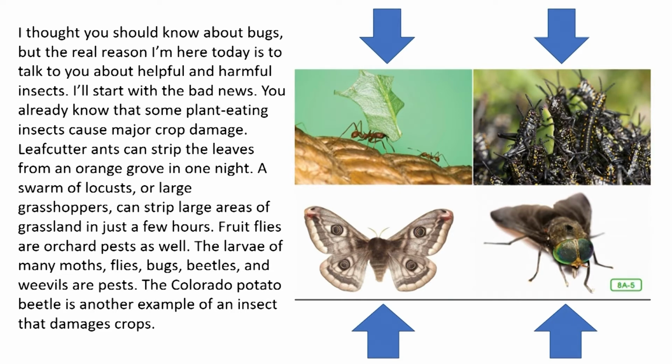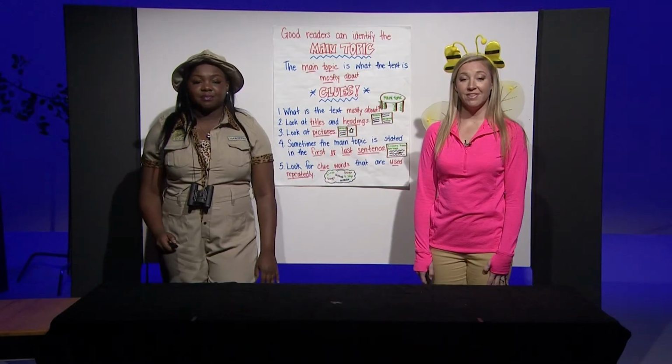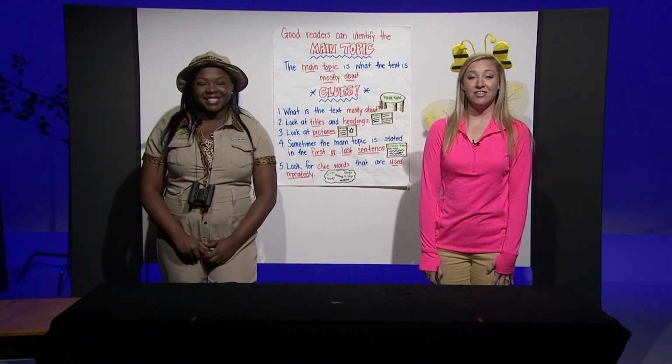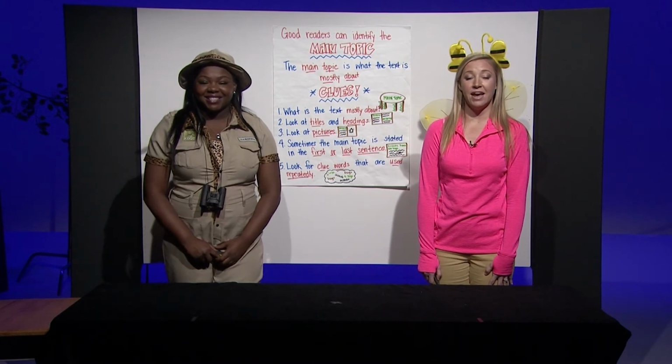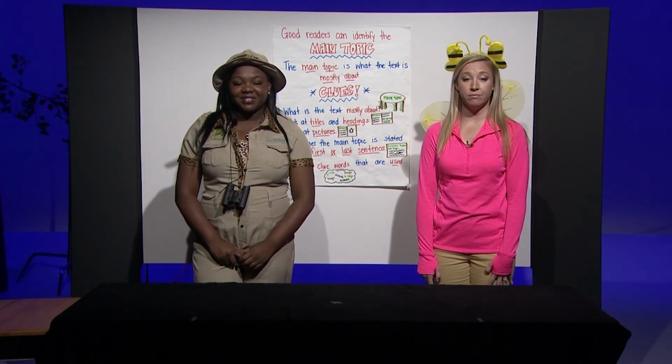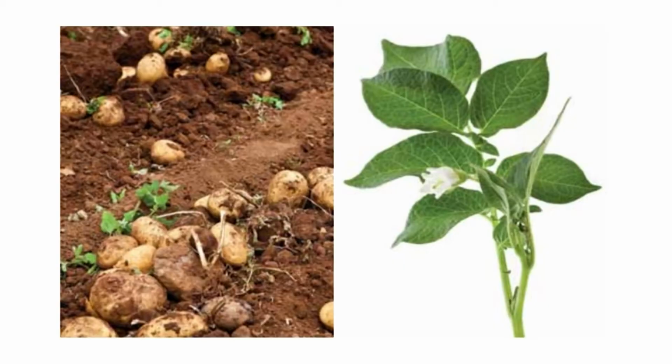The Colorado potato beetle is another example of an insect that damages crops. Fun fact, adults and larvae eat the leaves of the potato plant. Damaged plants cannot produce as many potatoes. So what is the solution?